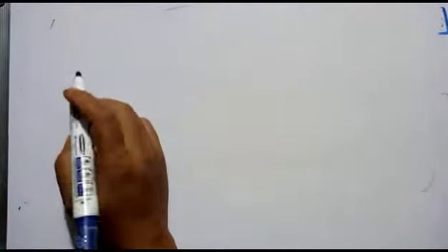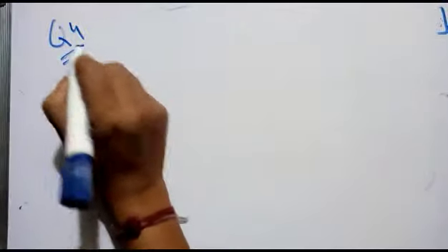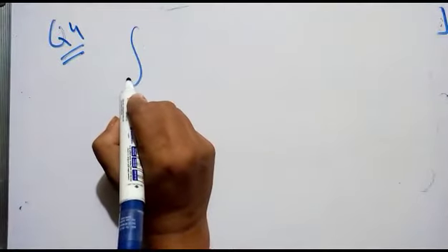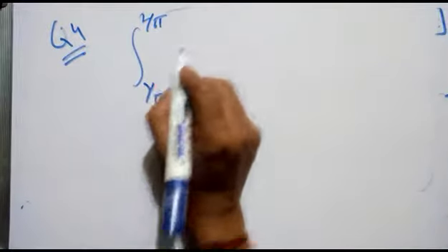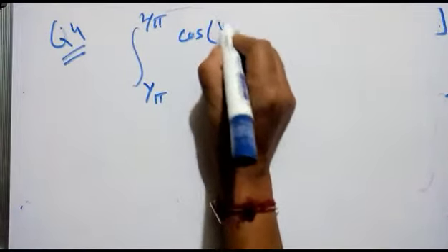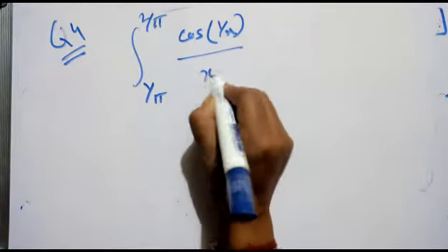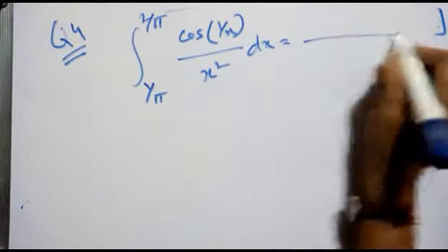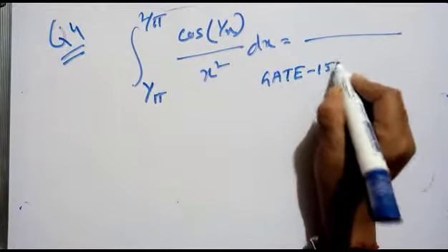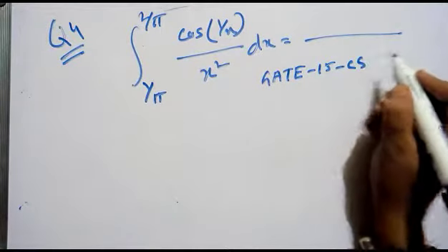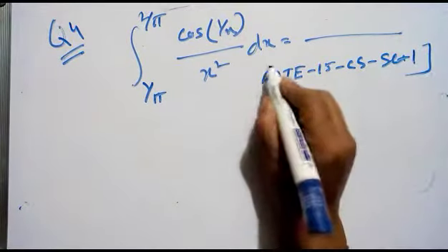Our next math is question number four. This is question 4. Integration from 1 by pi to 2 by pi of cos of 1 by x, divided by x square, dx equal to what? This came in GATE 15 computer science set 1, clear?